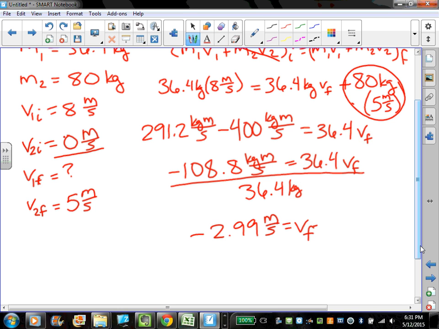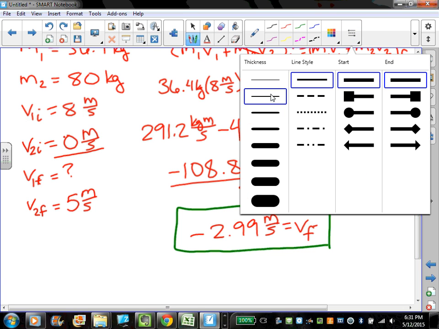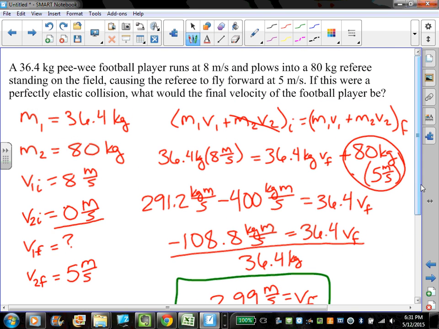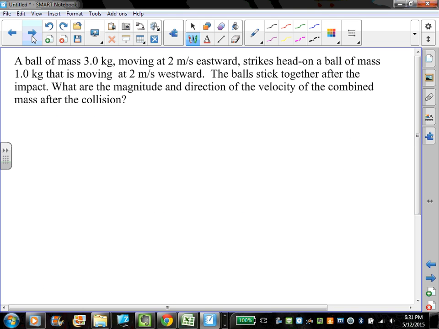But think about it. He is way smaller than this ref. You guys did a couple of collisions where you had a light cart hitting a stationary heavy cart, and you saw that the light cart went backwards. So this answer seems to make sense with what we know from the lab. So I say that this is good. We are good to go with that. Let's do another example, though, because this is just an example of an inelastic collision. So let's look at an example for an inelastic collision.